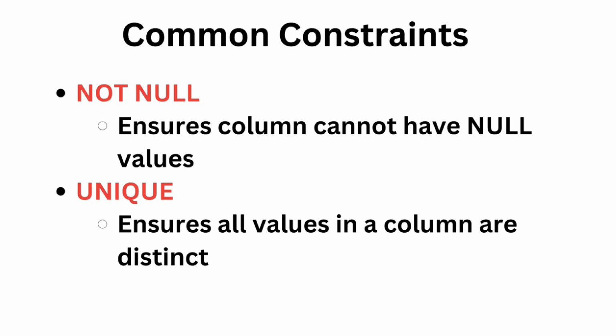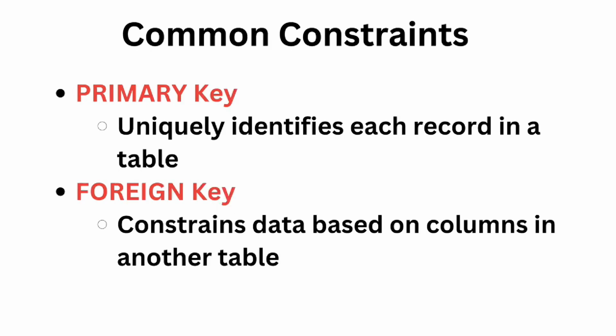Then, another constraint that's really common is the unique constraint. This ensures that all values in a column are different. So a unique constraint could be used as something like a customer ID column because you want each customer ID to be unique. You wouldn't want to use a unique constraint on something like a first name column because people can definitely have the same first name. So unique, again, ensures all values in a column are distinct or different.